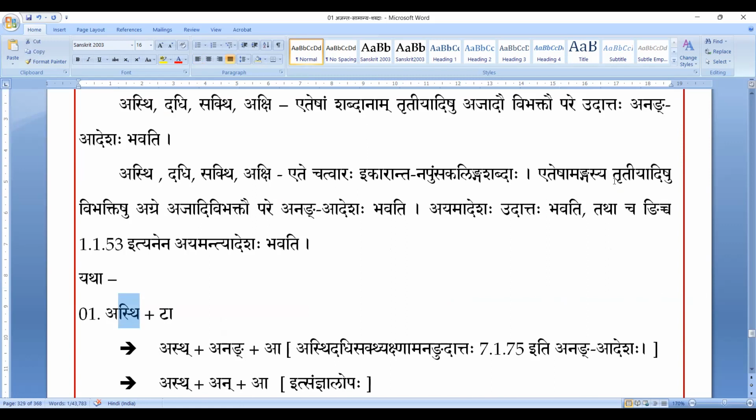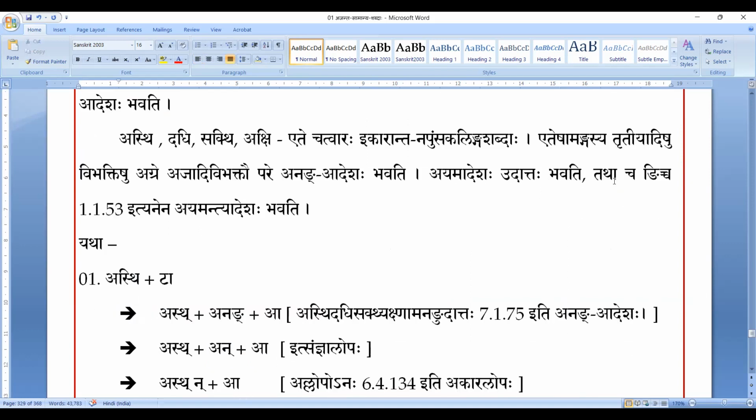Asti, dadi, akshi. So Ikara will be replaced by Anang. The content of Anang is An. So therefore, you will have Astan after replacing. You get Astan. Now, Astan is what? Ananta. Ananta plus Ta. Ta is Ajadi.